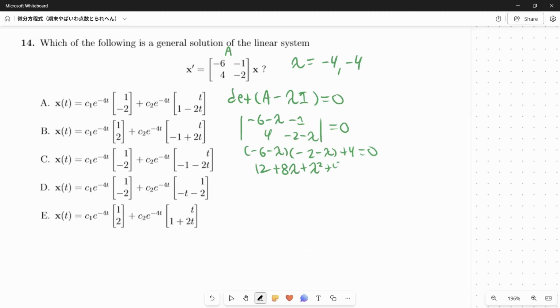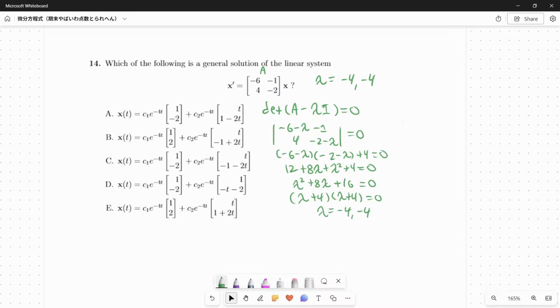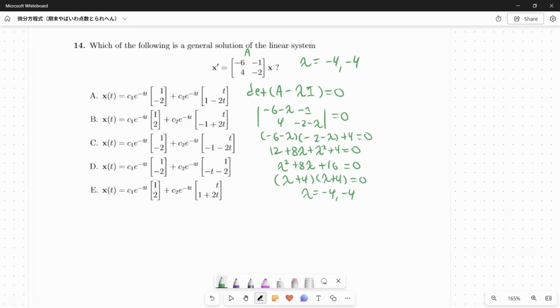which simplifies to lambda squared plus 8 lambda plus 16 is equal to 0. And then factoring this out, you should end up with lambda plus 4 and lambda plus 4. And then that ultimately gives us lambda is equal to -4 with a multiplicity of 2. So yeah, now that that's out of the way, let's start focusing on the computation for the general solution.